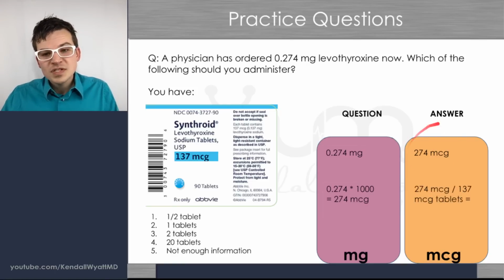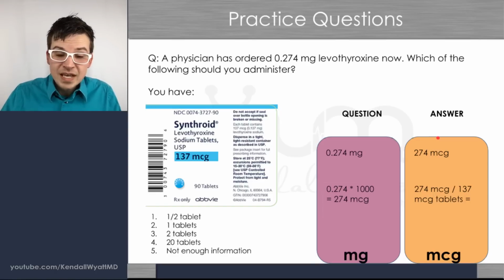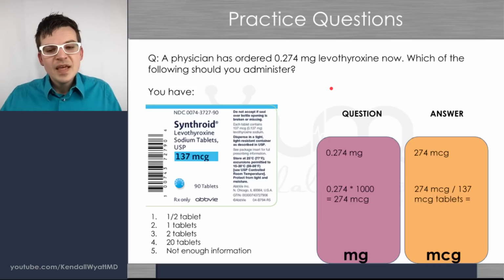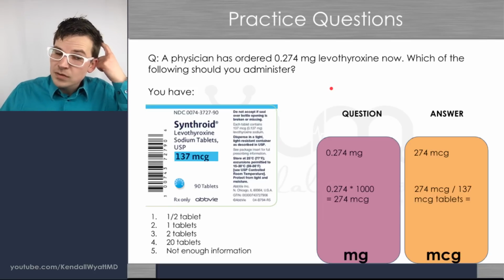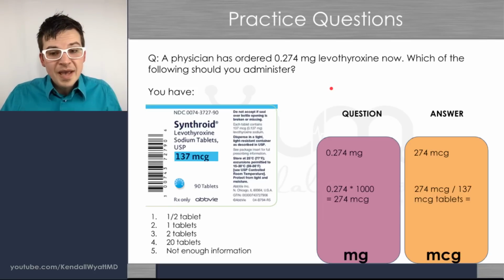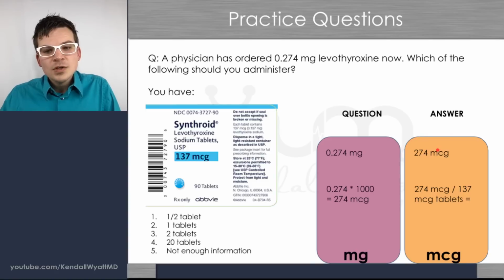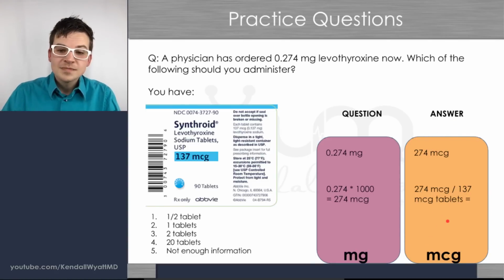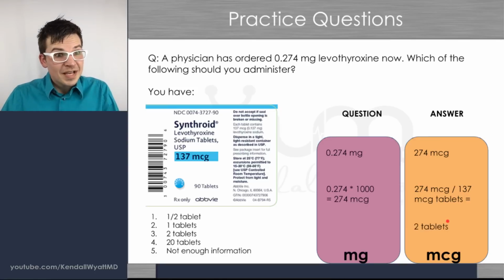If we have 274 micrograms we need to give now, remember, this equals the dose we need to give now, then what we need to do is take what we have on hand, which are 137 microgram tablets, and divide that into the dose we need to give. 274 micrograms divided by 137 equals 2. Did you get the answer 2?